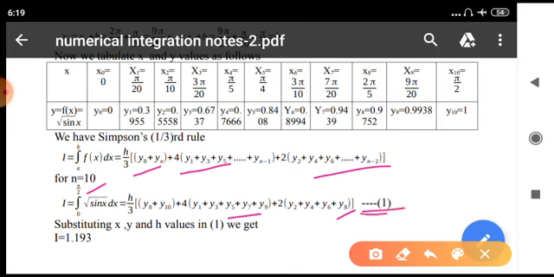We call this equation 1. Now we substitute x, y and h values in this equation. So we will be getting the I value as 1.193. Thank you.